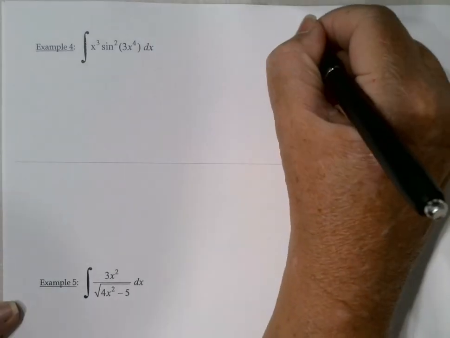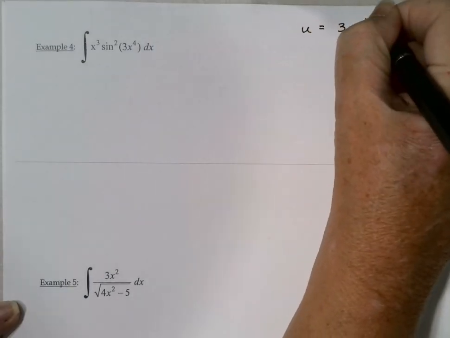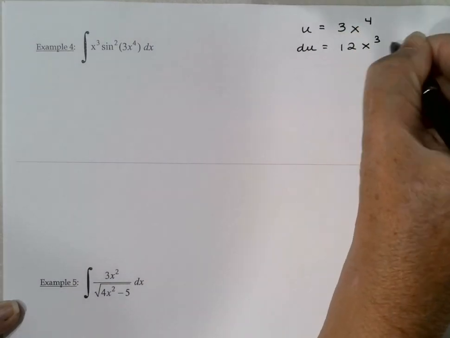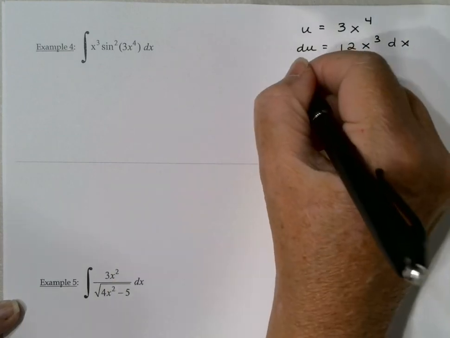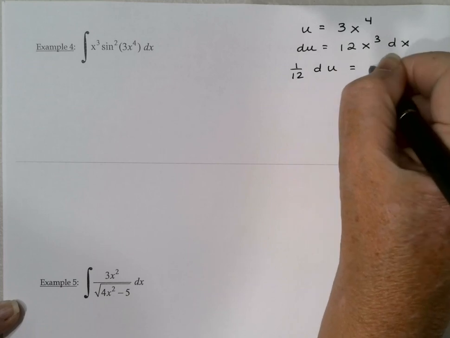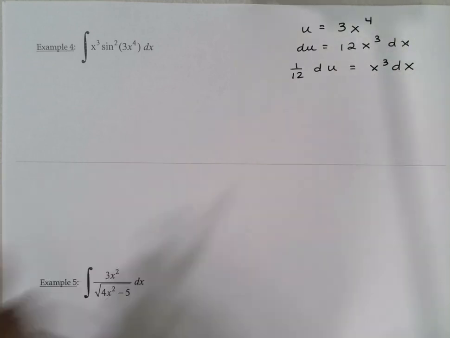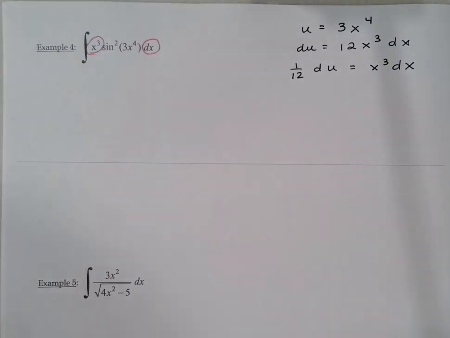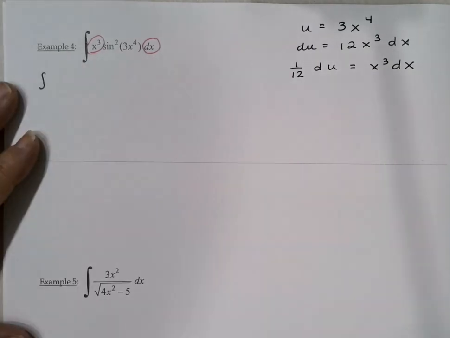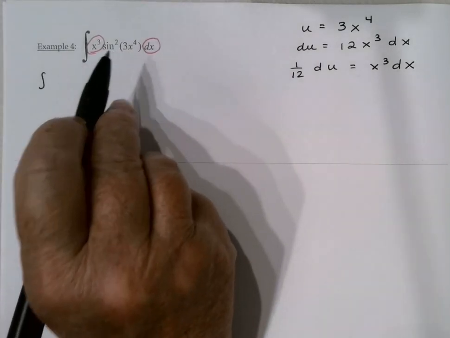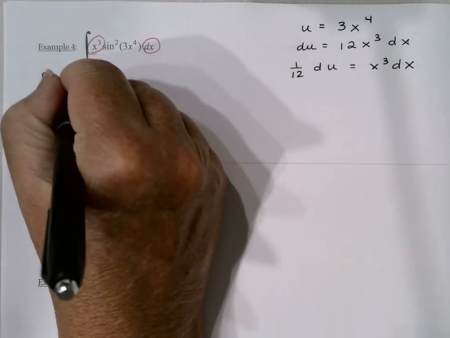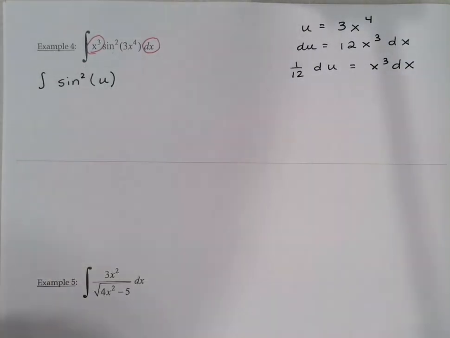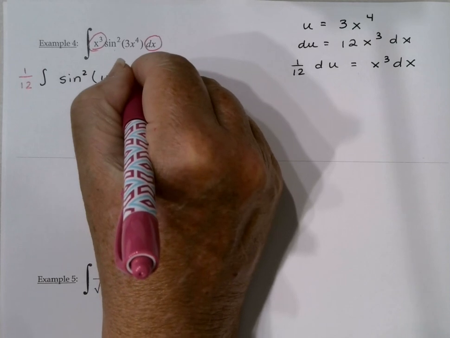Let's do a standard U substitution, with u being 3x to the 4th. du is 12x cubed dx, and so 1/12 du is equal to x cubed dx. I do have the x cubed dx, so that U substitution is going to work out just fine. And I have the integral of sine squared u, and then I'll replace the x cubed dx with a 1/12 du.